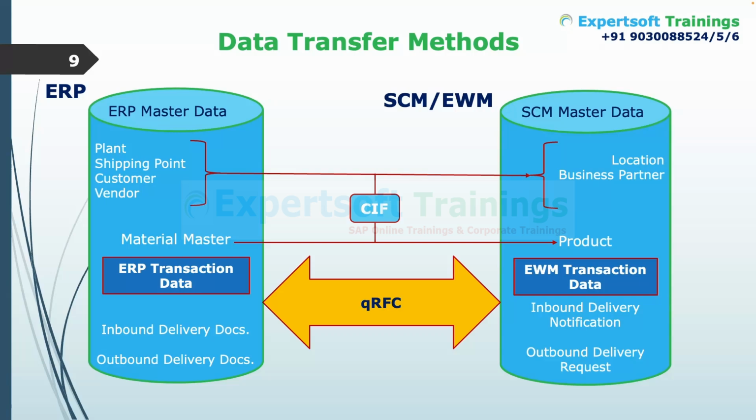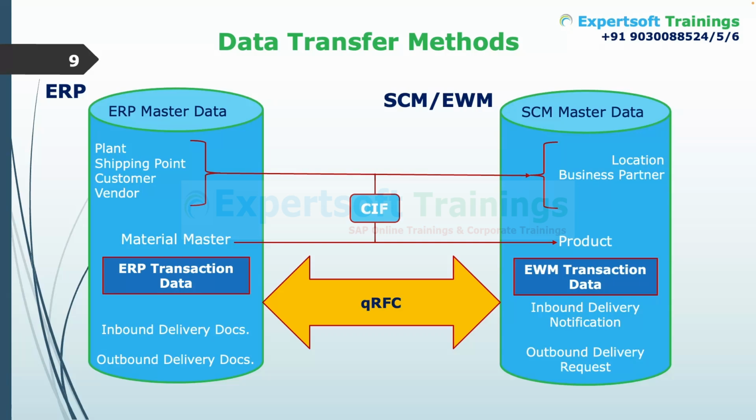Now master data is data which will be created once and is going to be reused again and again. For example, let's say I'm going to procure one material. That material will be measured in liters. So whenever I create a purchase order for that material, I have to mention the material number. I also have to mention the description.